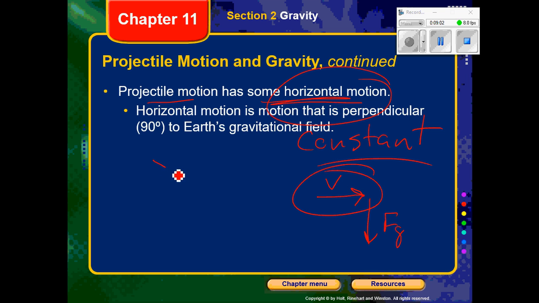Now if I threw like this, then that would mean that this part of the velocity would be unchanged, but this part of the velocity would keep increasing. So part of this is already downwards, which is different than this one. It's fully horizontal.